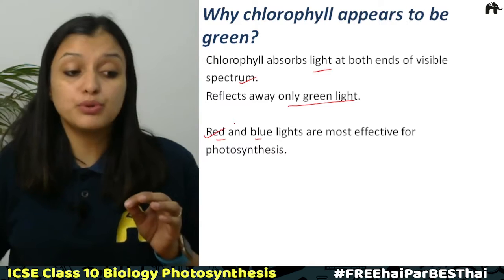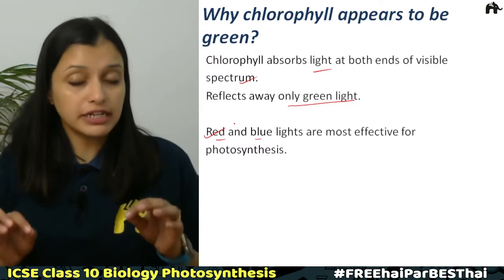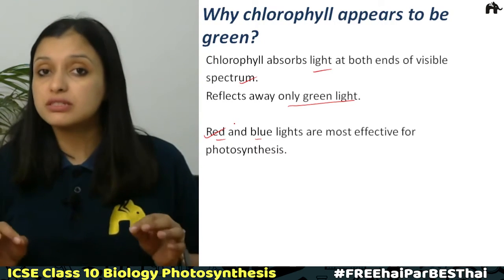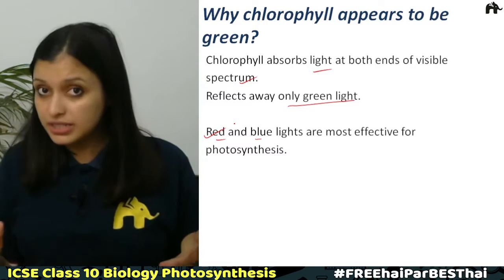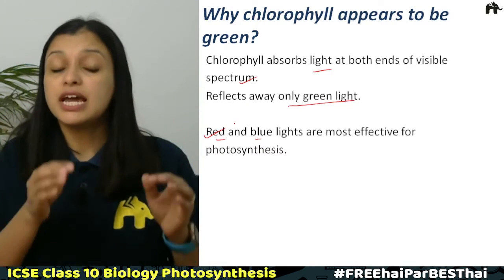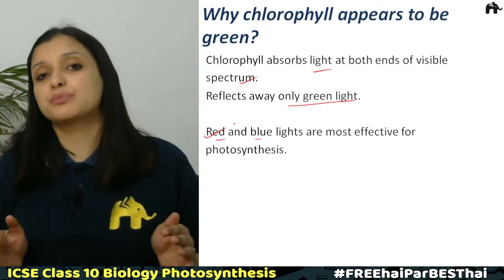And red and blue light are the most effective lights for photosynthesis. So for photosynthesis, we do not need green light. We just need red and blue light from the visible spectrum.